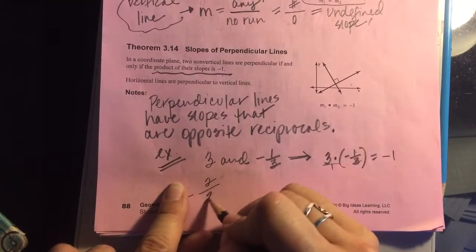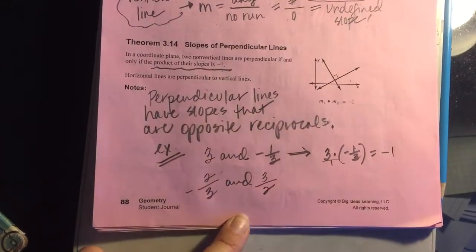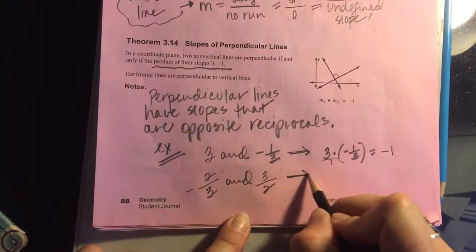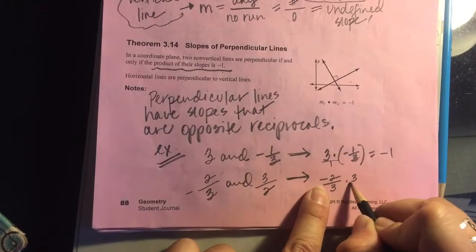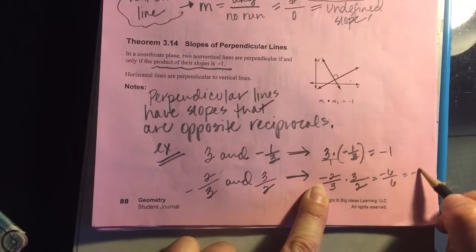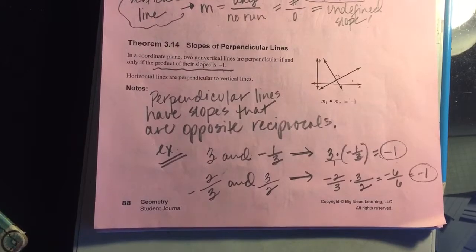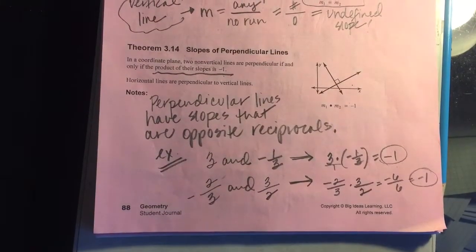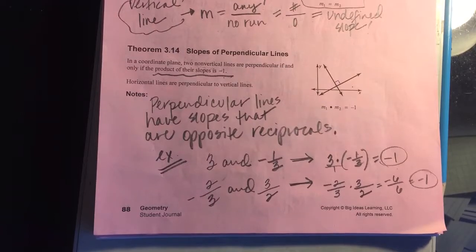How about -2/3? What's its opposite reciprocal? Flip it, change the sign. If I multiply these two together, -2/3, I'll leave the negative sign up top just to do the math, over 3/2, that gives me -6 over 6. It's -1 again. So opposite reciprocals always have a product of -1. Perpendicular lines have slopes that are opposite reciprocals. When we multiply the slopes together, we get -1. When you're ready to move on, turn your page.